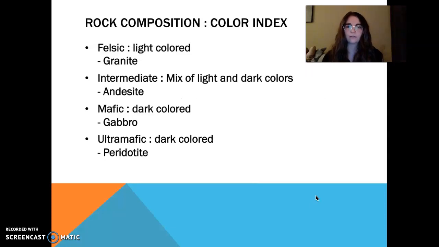So rock composition and the color index. So when we're looking at the rocks, what colors do that indicate for them? Felsic is light colored. Granite is a good example of that. It shows us, this is a light colored rock, and you can see the minerals that are in there. We have intermediate, a mix of light and dark colors. Mafic, which is basically dark colors, and then ultramafic, which you're going to be looking at more of like a black scale for that one. Very dark grays and very dark greens too.